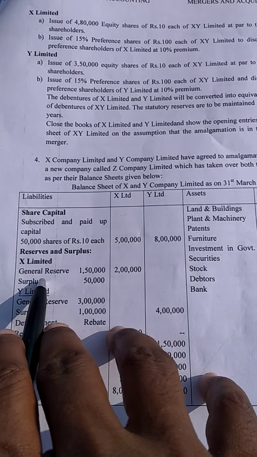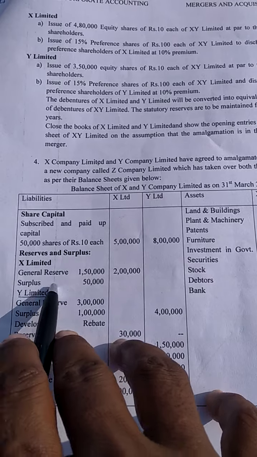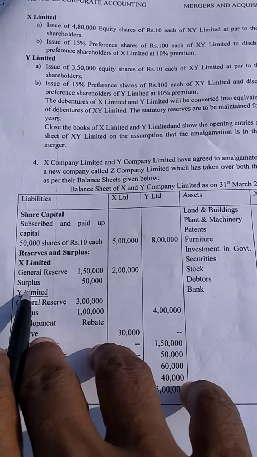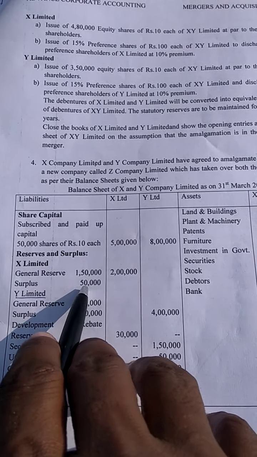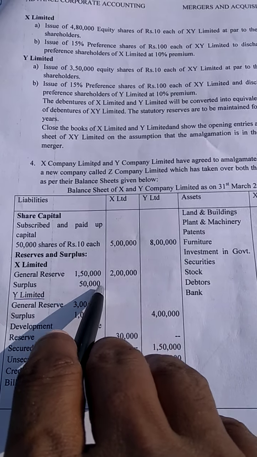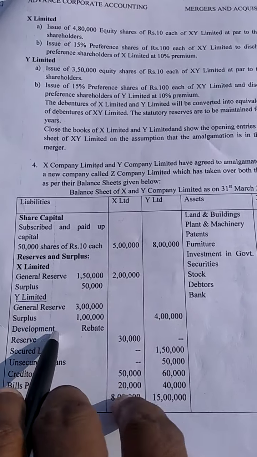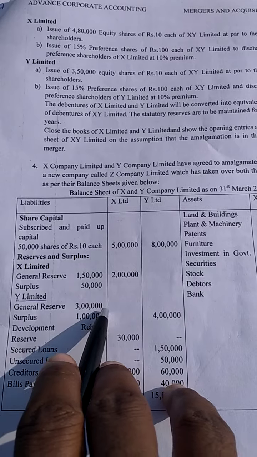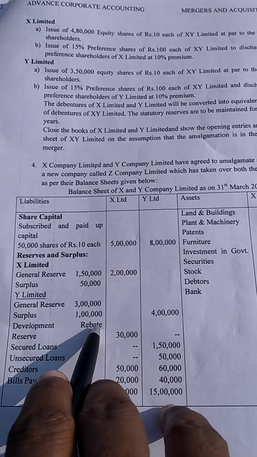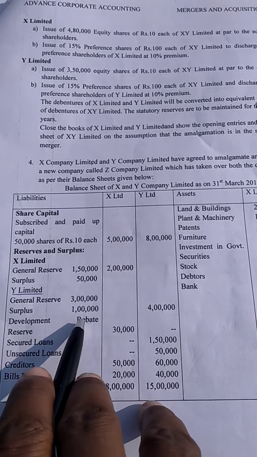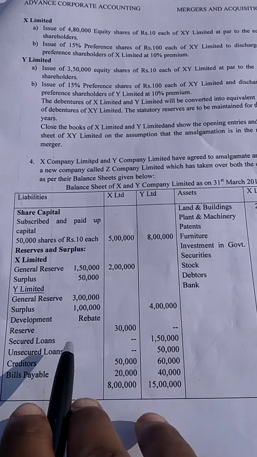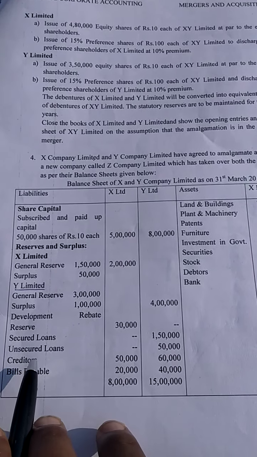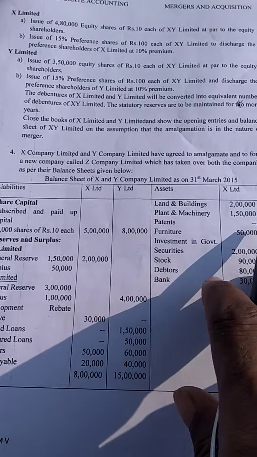Where we will get a surplus? From profit and loss account. Instead of profit and loss account, here they are going to mention surplus. Both are the same. 50,000 surplus, 1,50,000 general reserve, total together 2 lakh. In Y limited, general reserve 3 lakhs, surplus, that is profit and loss account 1 lakh, total together 4 lakhs. Development rebate reserve, that is 30,000. Secured loan, unsecured loan, creditors, bills payable as usual.